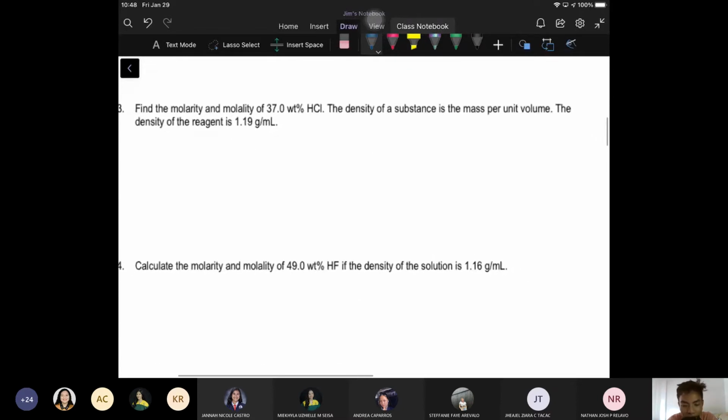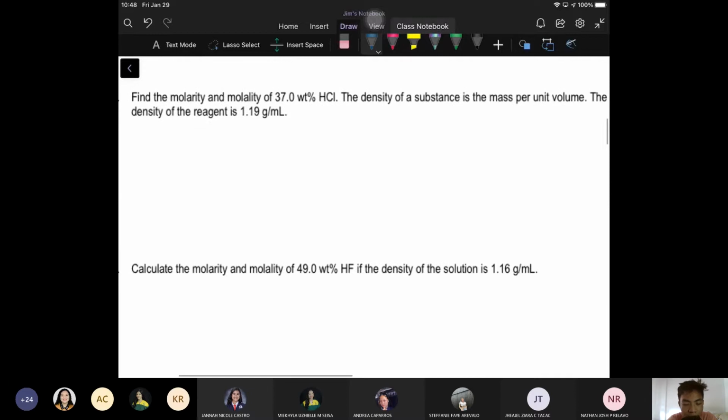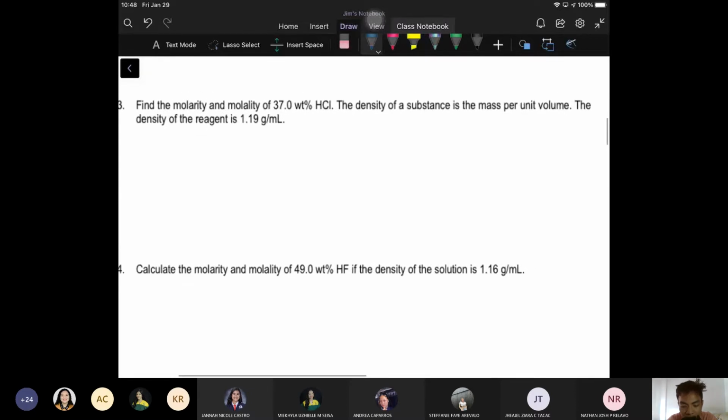So, next one. Find the number 3. So, I'm going to answer 3. Find the molarity and the molality of 37% by weight HCl. The density of the reagent is 1.19 grams per ml. Bago tayo mag-proceed sa calculation, siguro may weird kayo nakita sa problem.